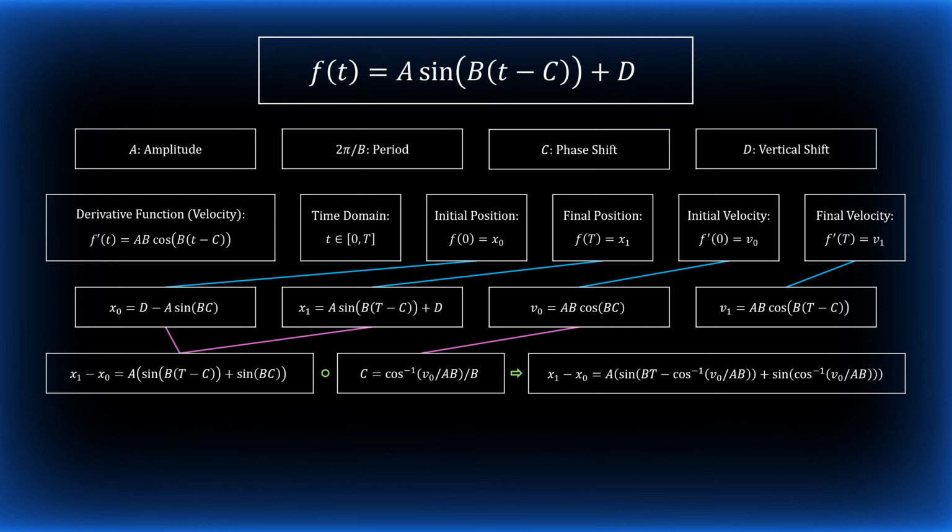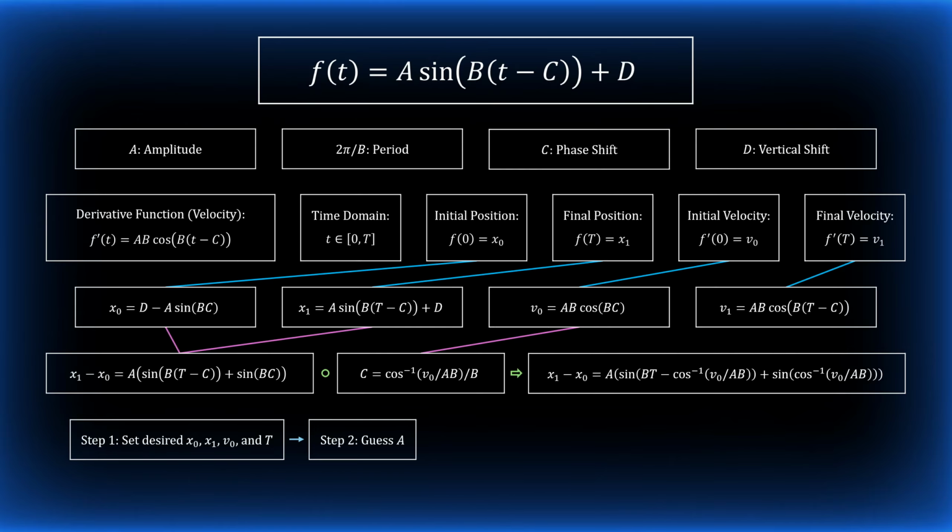So here's what we're going to do. We're going to head over to Desmos in a minute and set our desired values for the initial position, the final position, the initial velocity, and our animation run time. We will then guess an amplitude that we think will work for those desired boundary conditions. Now, we'll probably be wrong. There will probably be some trial and error.